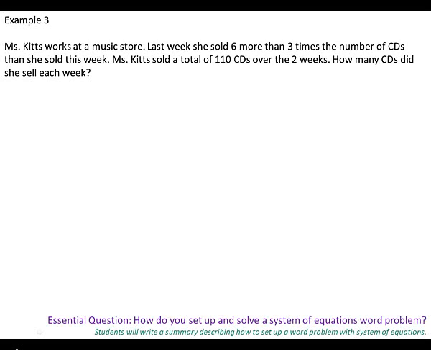So in this case, it looks like what we're looking for is weeks, right? So I'm going to go with X and Y because I don't want to use W and W. I'm going to use X equals week 1 and Y equals week 2. We still need a variable, so we have to assign them. All right, let's see what we can do with this.